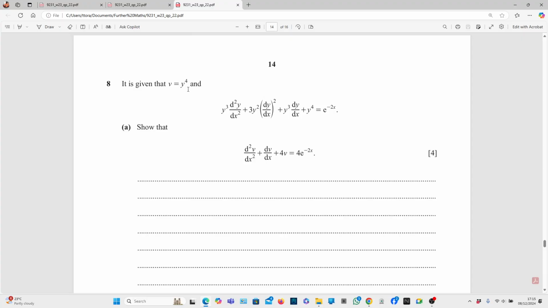Then we're going to differentiate it a second time to get the second derivative, d2v over dx squared. Of course we're going to be using the chain rule and product rule simultaneously to find the second derivative. Once we get it, and we also know that v is equal to y to the 4, we're going to replace all of those expressions into the original differential equation, and this should reduce to d2v over dx squared plus dv over dx plus 4v is equal to 4e to the minus 2x. So 4 marks for that question.